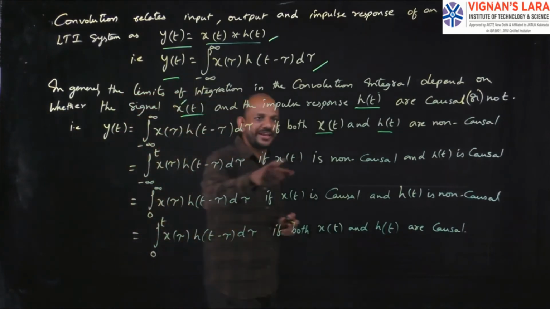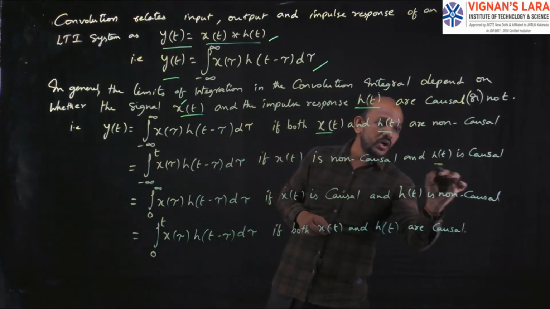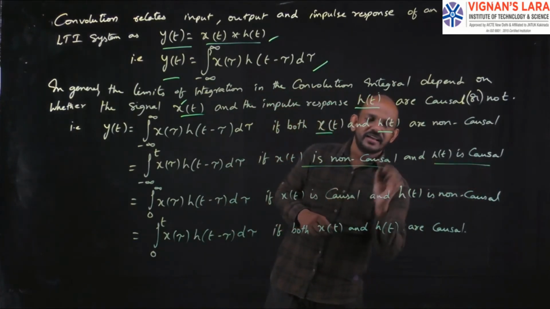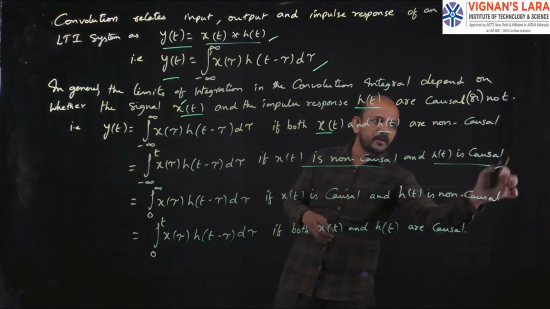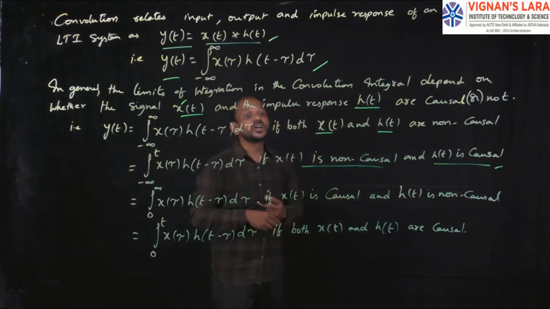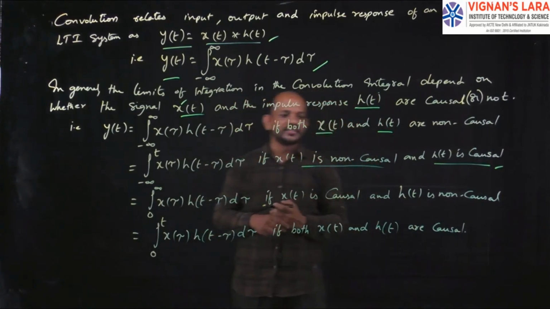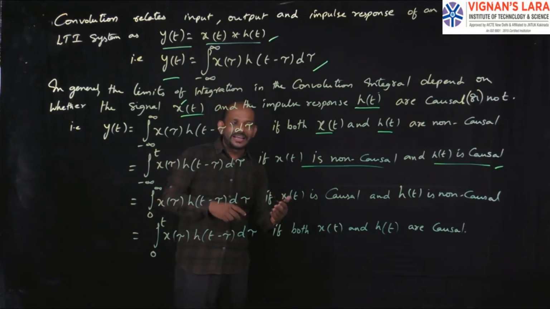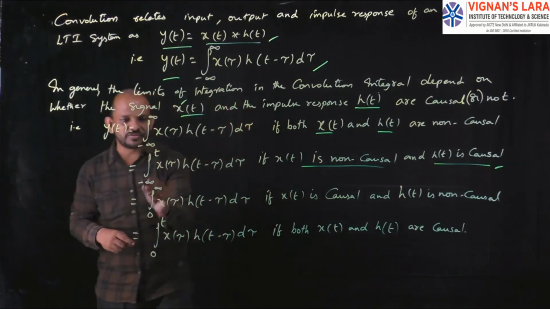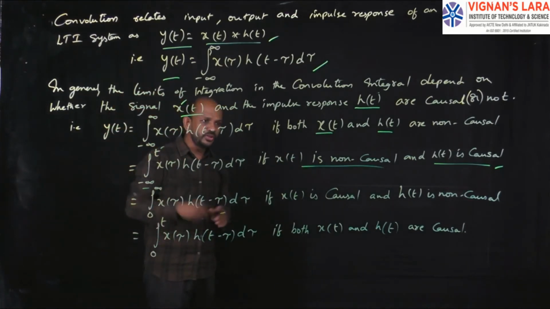That is, if x of t is non-causal and h of t is causal, here the signal is non-causal and the impulse response of the system is causal. Okay, so as x of t is non-causal and h of t is causal, the limit changes from minus infinity to t.